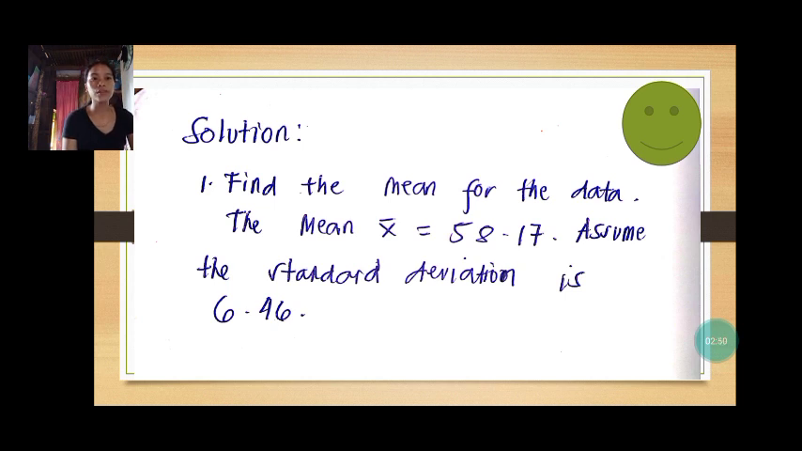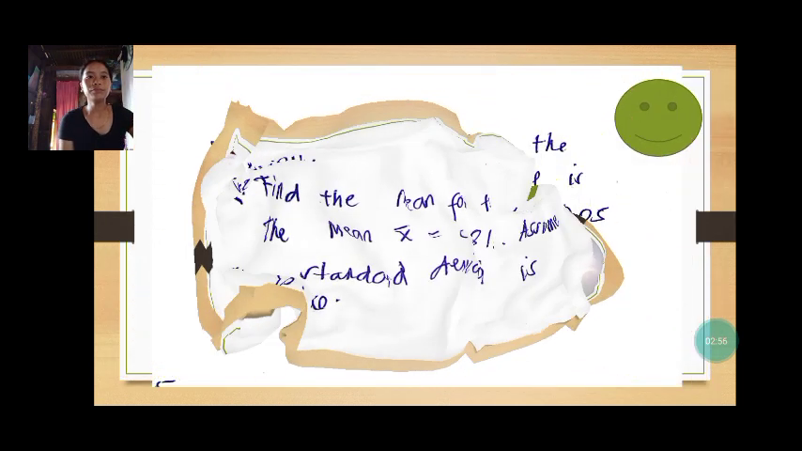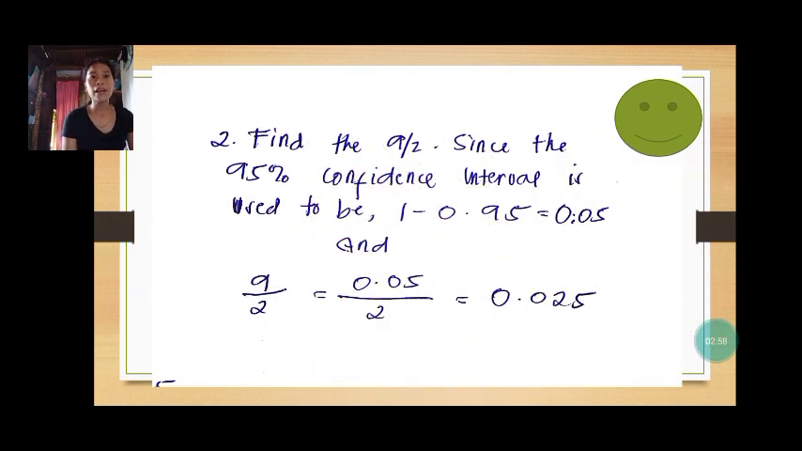So we have the standard deviation, which is 6.46. Next is to find the alpha over 2. Since the 95% confidence interval is used, 1 minus 0.95 equals 0.05, then alpha over 2 is equal to 0.05 divided by 2, which is equivalent to 0.025.